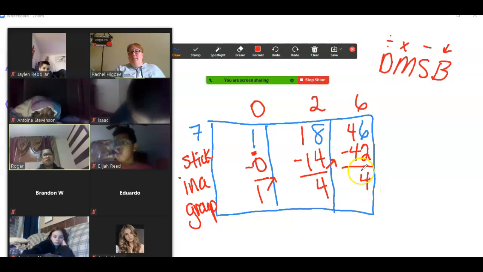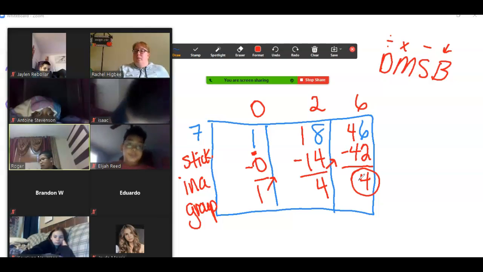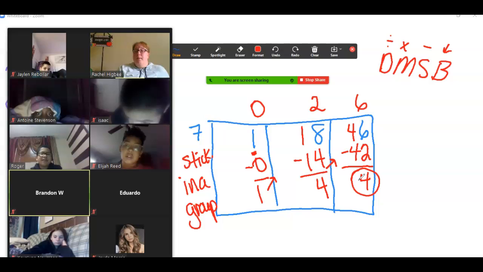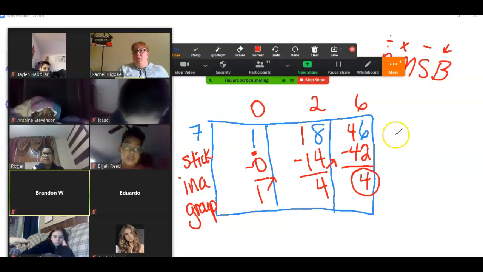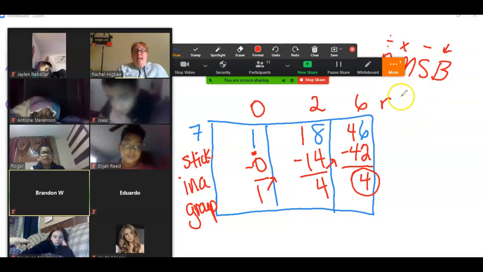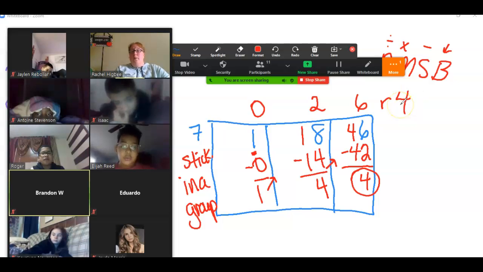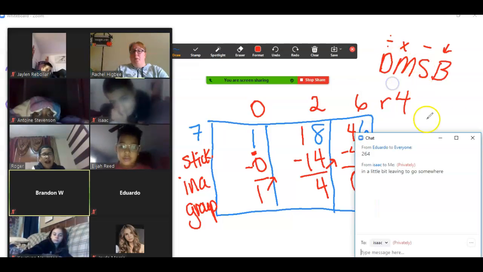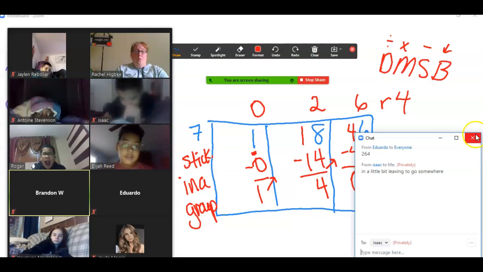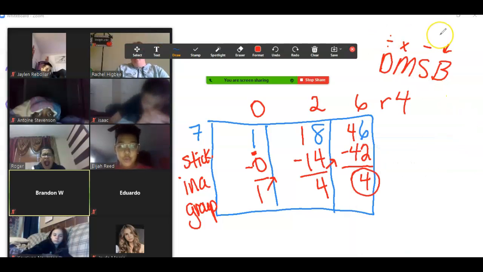So now what does this 4 represent? That's the remainder, right? That's the amount of stickers that are not in a group. So I can write that as remainder 4. All right, so what do I need to do now?